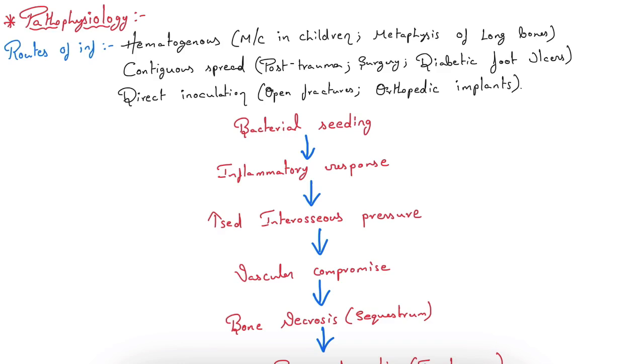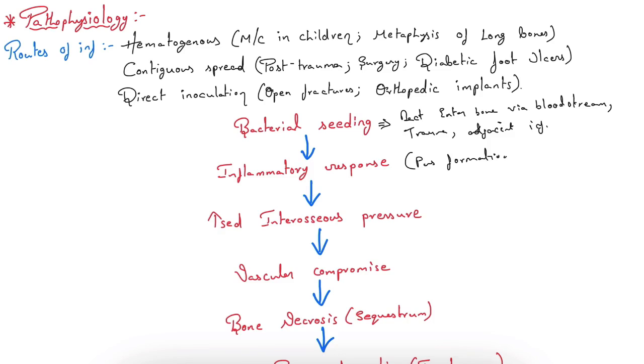How does it happen? First, bacterial seeding. Bacteria enter into the bone via the bloodstream, or because of trauma or adjacent infections. Then the body releases an inflammatory response. That inflammatory response can cause pus formation.